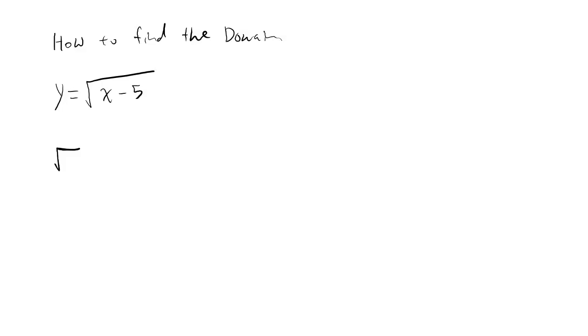Now you have to know that square root of 0 is 0, so that's okay, but square root of negative 1 is what we call an imaginary number, and this is not a real number. And in pre-calculus, we only work with functions that take in real numbers and output a real number. We never work with functions that output imaginary numbers.